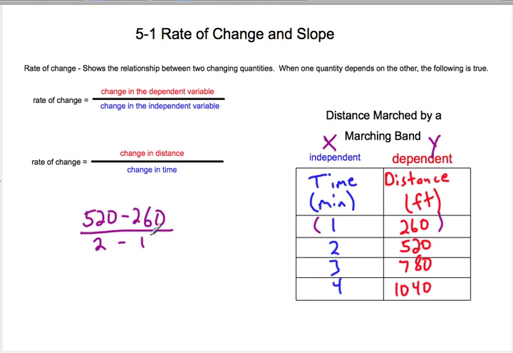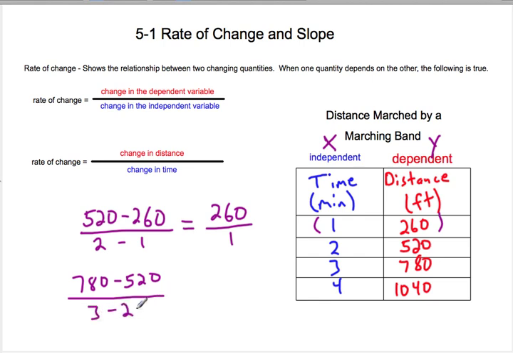from 1 minute. So basically what that's saying is the rate of change is that the band is going to travel 260 feet in 1 minute. And you can do that for any number of these points here. So 780 minus 520 over 3 minus 2. So 780 minus 520 over 3 minus 2 would equal 260 over 1.